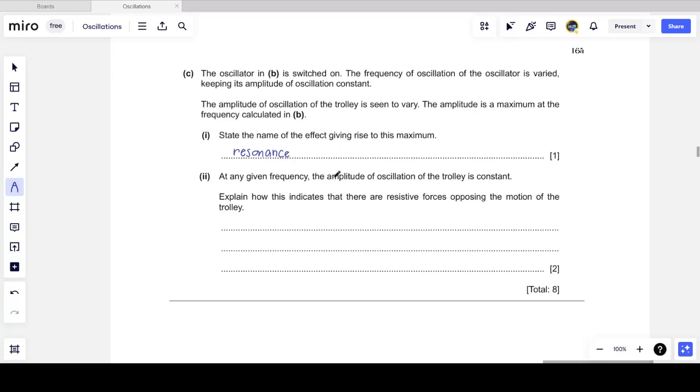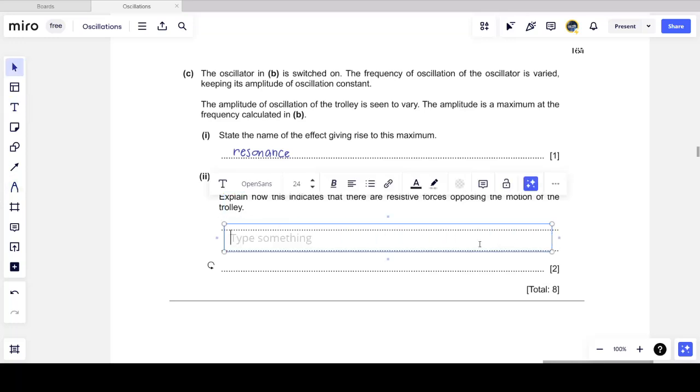Now we're told that at any given frequency, the amplitude of the oscillation of the trolley is constant. Explain how this indicates that there are resistive forces opposing the motion of this trolley. Now, remember that the oscillator is constantly moving. It's constantly supplying energy to the trolley, to the springs in the trolley. So the oscillator supplies energy continuously.